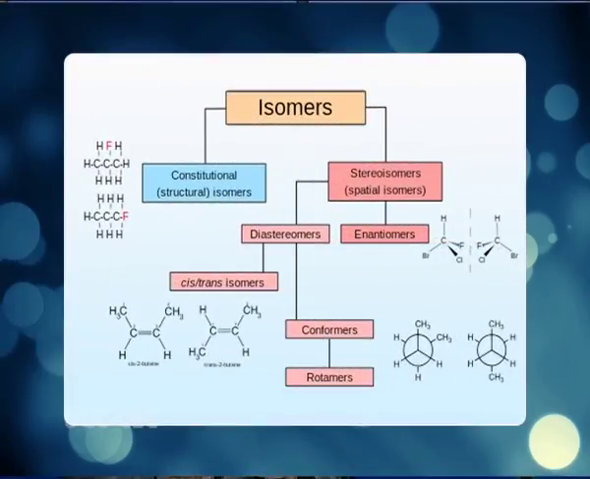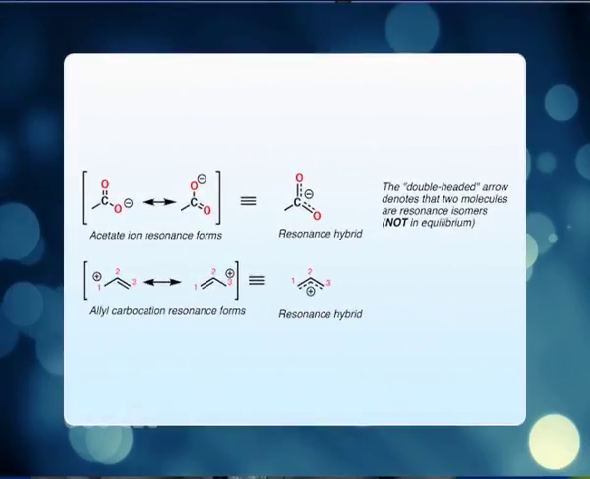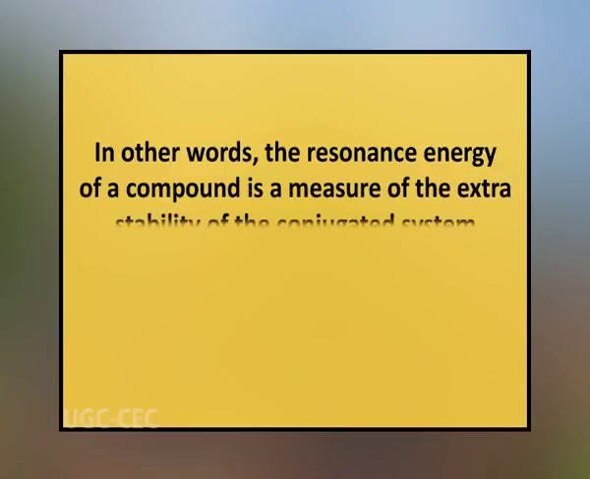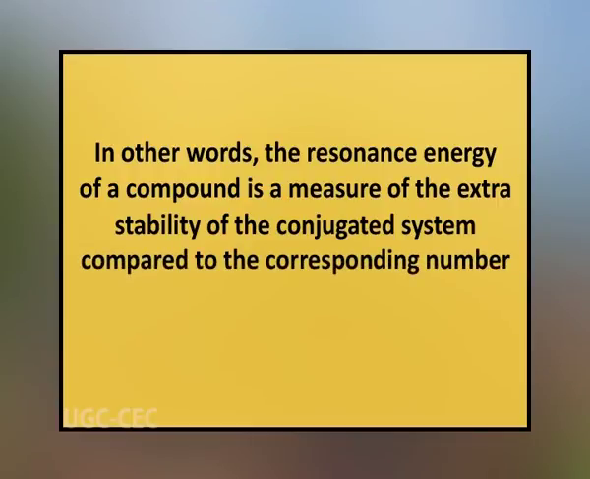Resonance is distinguished from isomerism. An isomer is a molecule with the same chemical formula, but with different arrangement of atoms in space. Resonance contributors of a molecule, on the contrary, can only differ by the arrangements of electrons. Therefore, the resonance hybrid cannot be represented by a combination of isomers. In other words, the resonance energy of a compound is a measure of the extra stability of the conjugated system compared to the corresponding number of isolated double bonds. This can be calculated from experimental measurements.